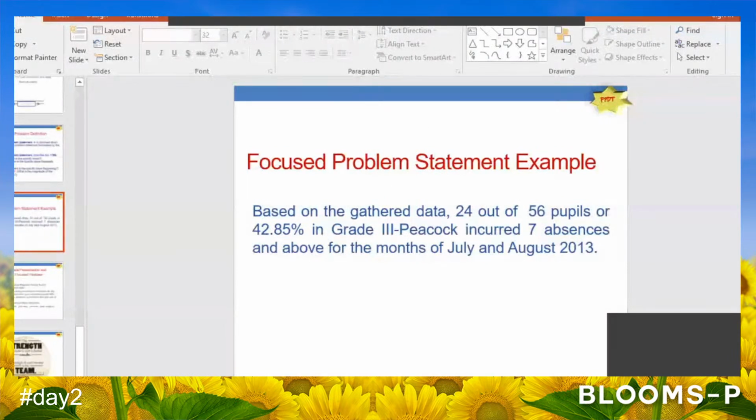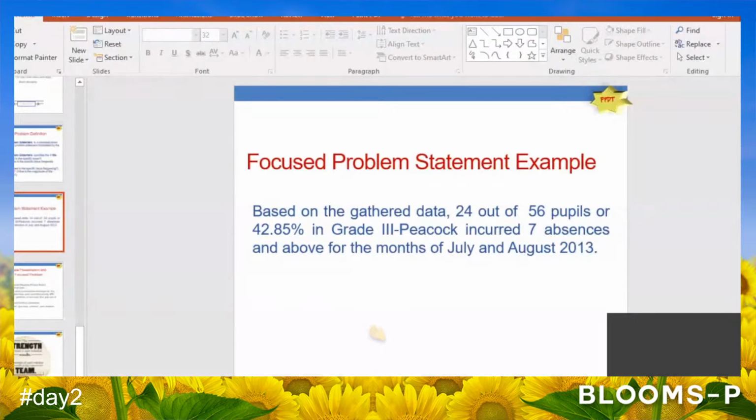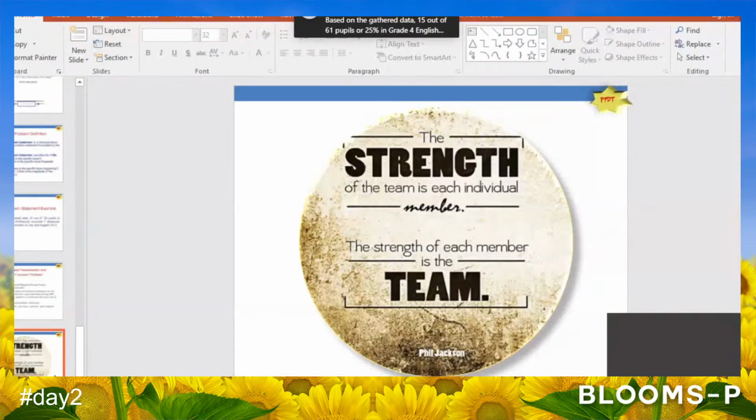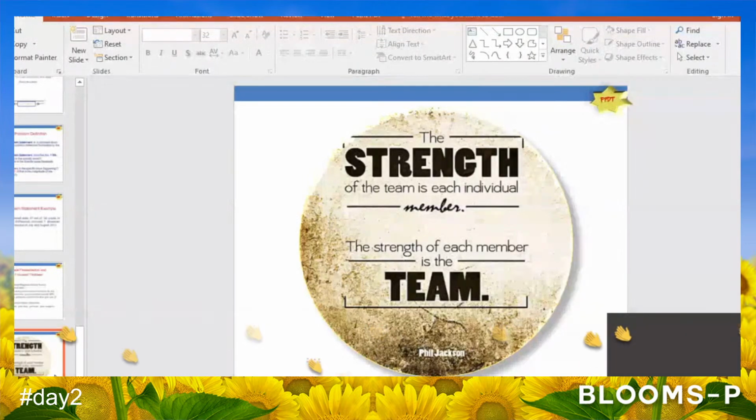Congratulations, everyone. Let me end my session with this slide. May I reiterate that the strength of the team is each individual member, and the strength of each member is the team. If we work as one, as a team, we can really do more. As Helen Keller said, alone we can do so little, and together we can do much. With that note, congratulations to all of you.